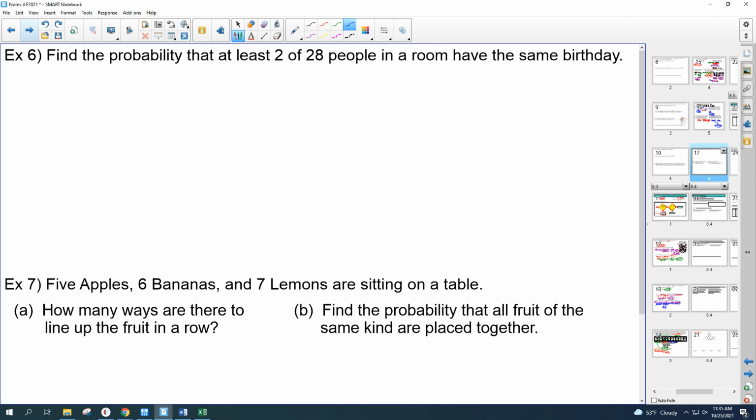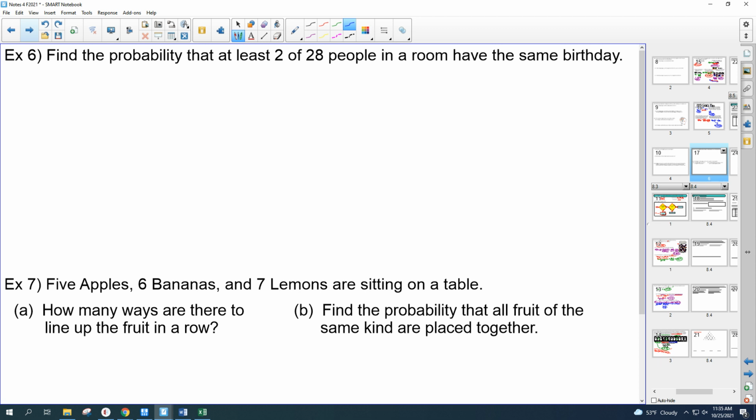Number 6. Find the probability that at least 2 of 28 people in a room have the same birthday. All right, this is an interesting question. It comes up every now and again. But probability that at least 2 of 28 people in a room have the same birthday.